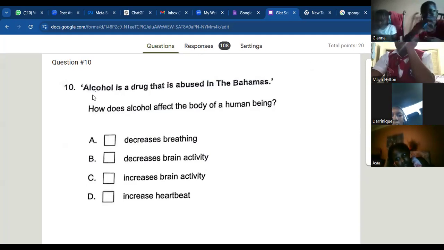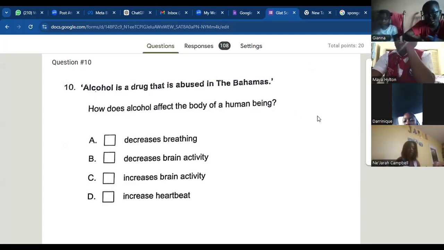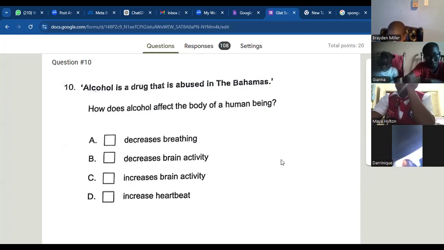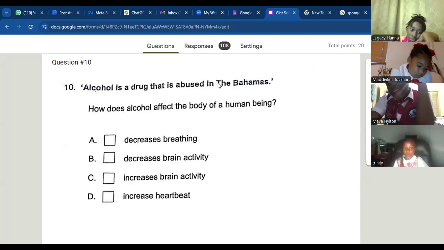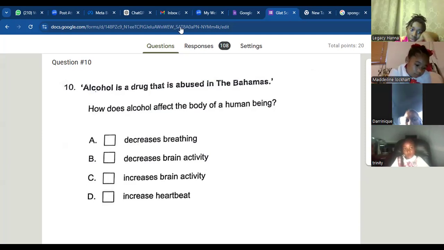What y'all have for number 10? B. A. B. B. So satisfying. B. B. C. Anyone have D? A and B. It's most likely A and B.